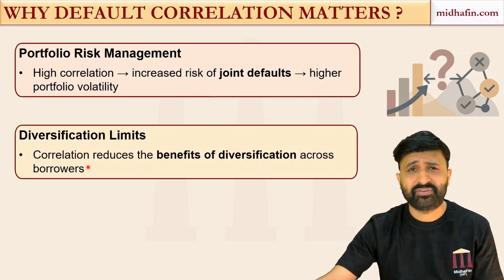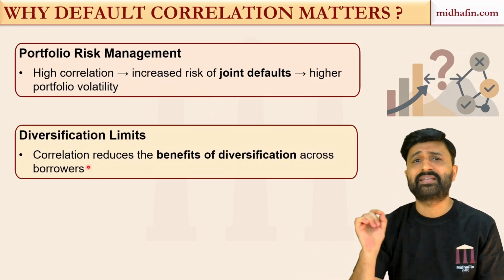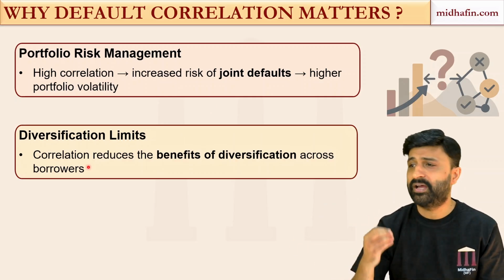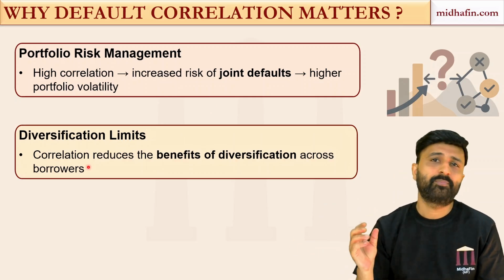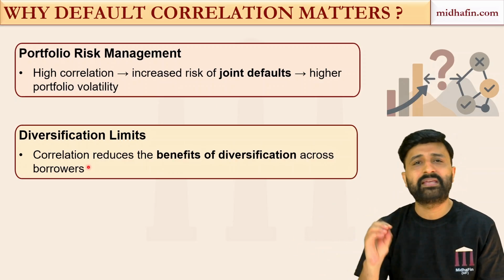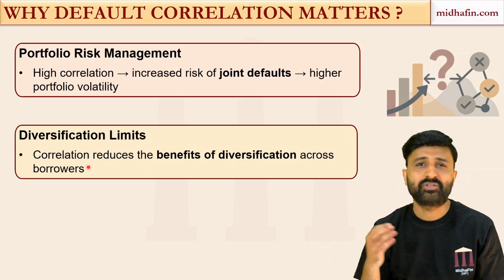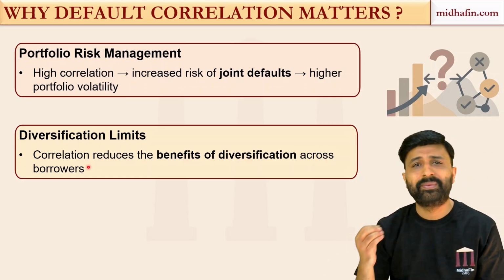Now, there are diversification limits. See, diversification works only if risks are independent. But when defaults are correlated, spreading your portfolio across 10 names in the same industry doesn't actually diversify much. It just duplicates the same exposure.